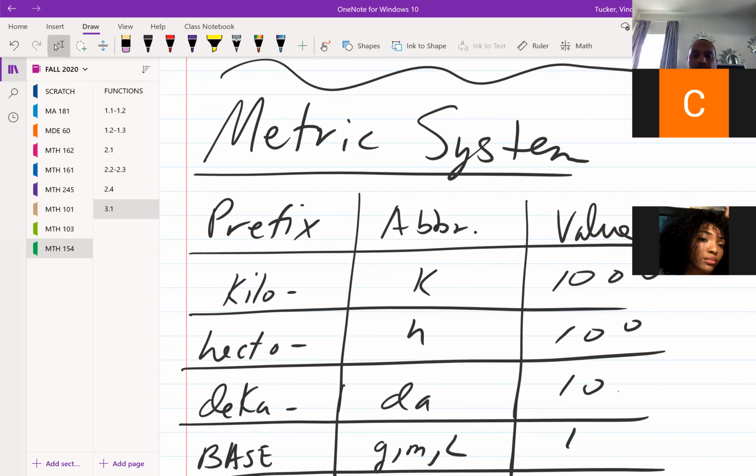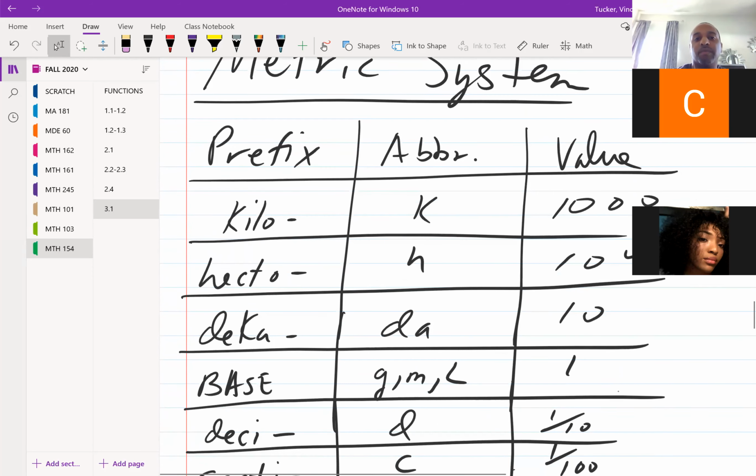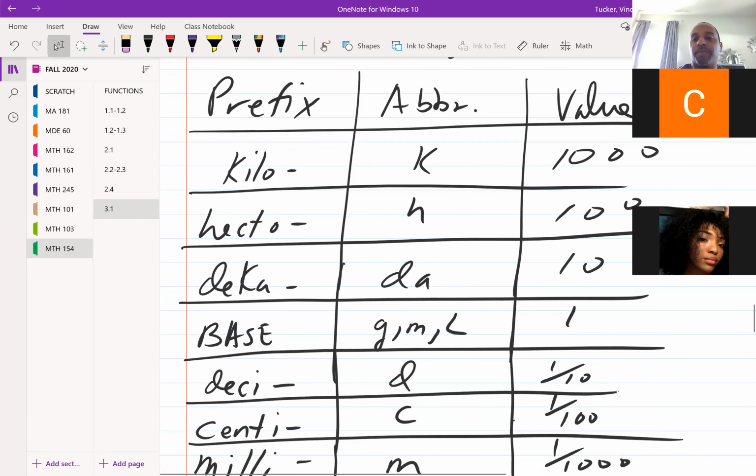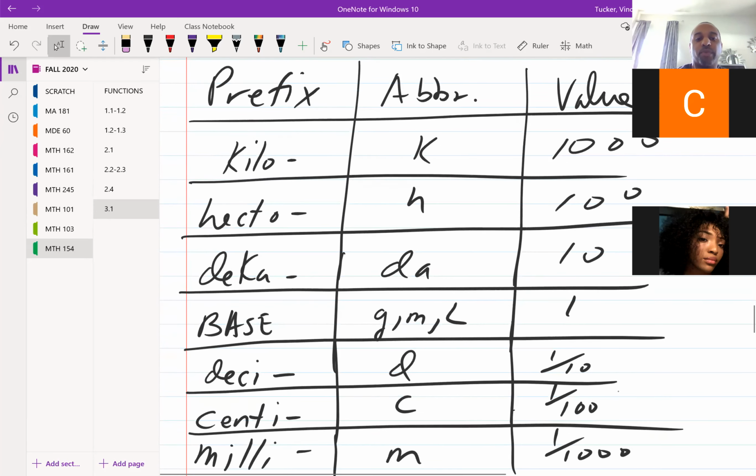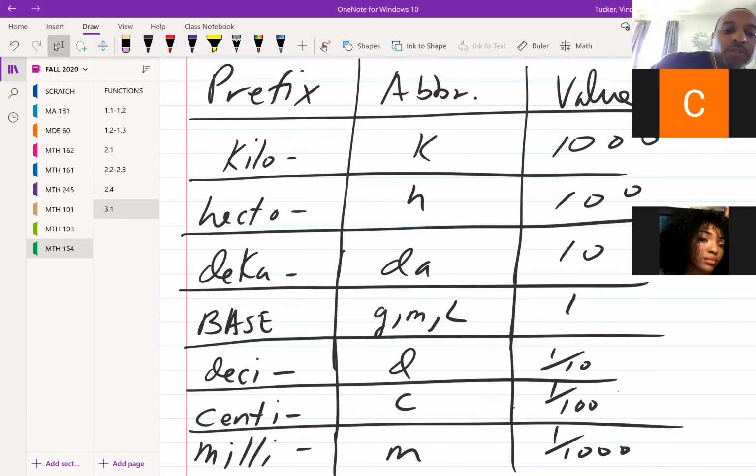So next system, the metric system. The metric system is what the world for the most part uses. The U.S. system, I guess we just want to make sure we have a system to ourselves. But the metric system is what the majority of everyone uses. And here are our foundational prefixes: kilo, hecto, deca. Then we have our bases, grams, meters, and liters. We'll talk about those in a second. Then we've got deci, centi, and milli.